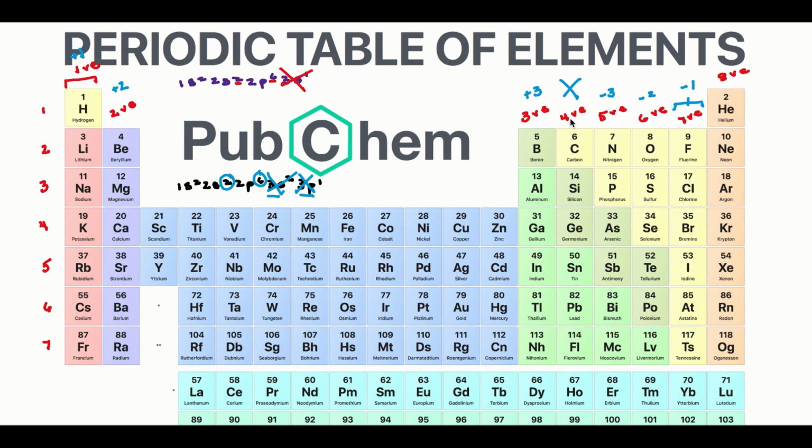Okay, so +1, +2, +3, skip, -3, -2, -1. And what do you think the charge for your noble gases will be? Well, it would be 0 because they don't want to gain or lose any electrons because they are stable already. Okay? And that's it.